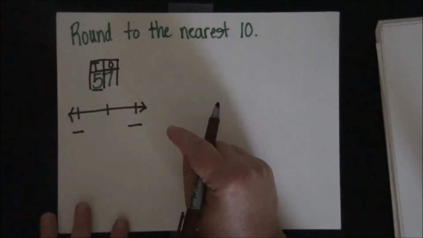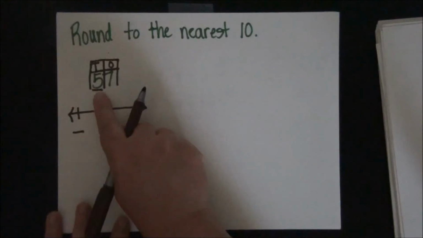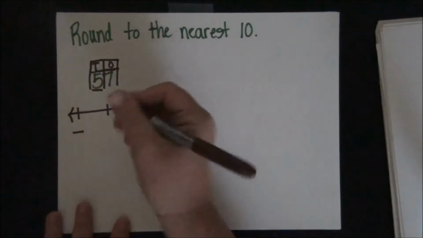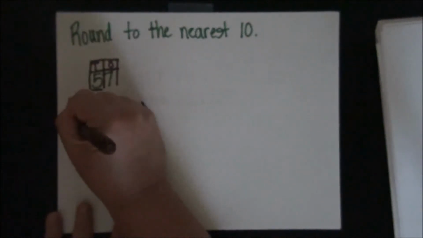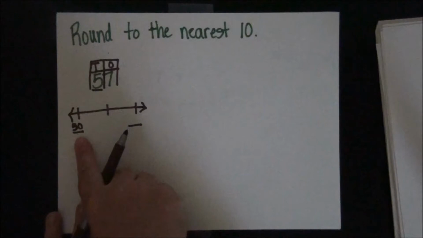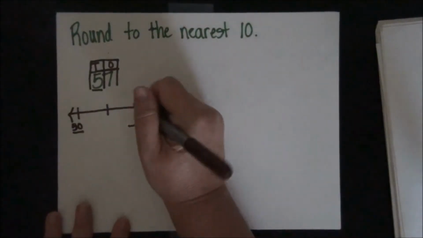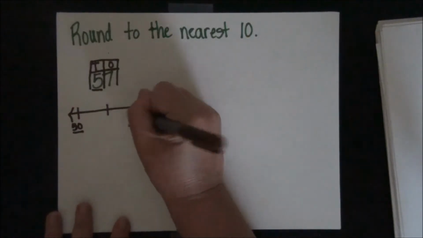Okay, so now I'm going to look at the tens that I'm in. So when I'm counting, I'm in the 50s here. When there's a 5 in the tens place, I'm in the 50s. So I'm going to write 50 here. When counting by tens, the next 10 is 60. 50, 60, 70. So I'm going to write 60 here.